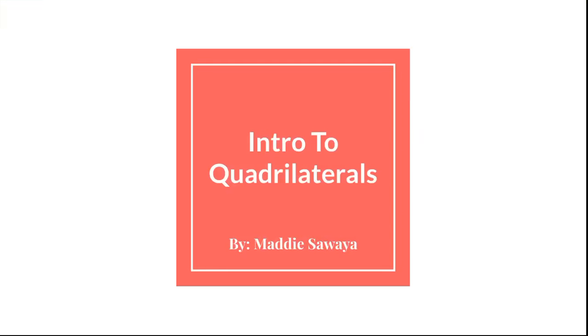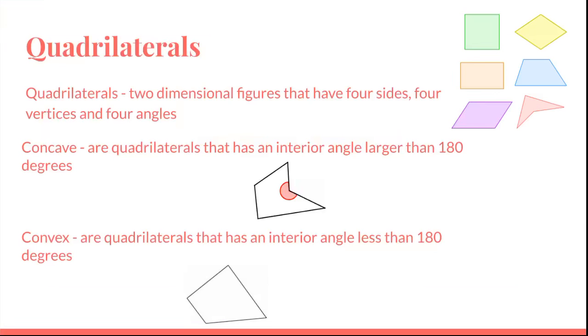Today I will be telling you a little about quadrilaterals. So we know that the prefix of a quadrilateral is quad, meaning four. By definition, a quadrilateral is a shape that has four sides, four angles, and four vertices. On the right, there are a few images of what a quadrilateral looks like.